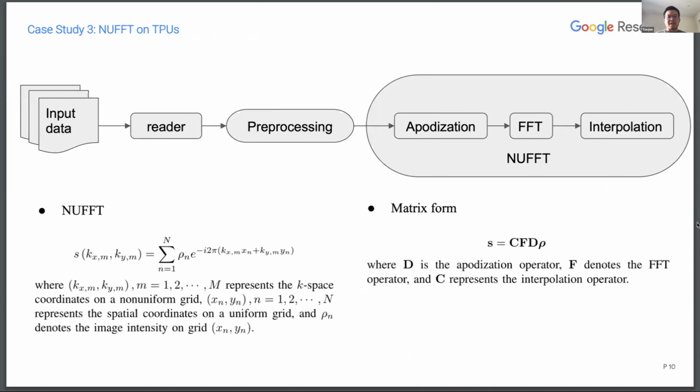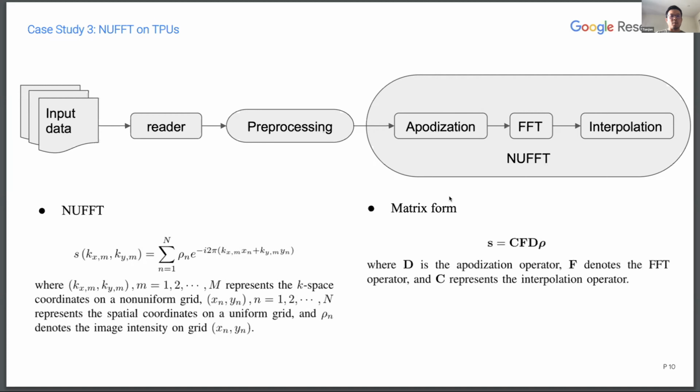But FFT is not enough. We still need a better algorithm for handling Fourier transform in the medical imaging domain, because most of the data are non-uniformly sampled or acquired. So we need a NUFFT. NUFFT is short for non-uniform fast Fourier transform. It consists of 3 operations: apodization, FFT on a regular or uniform grid, and interpolation. Among the 3, interpolation is the bottleneck.